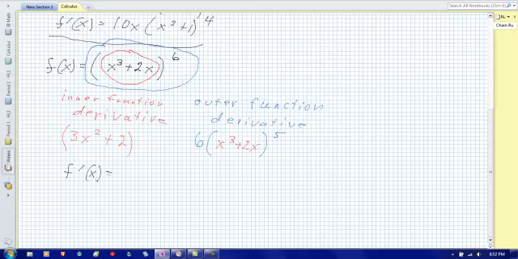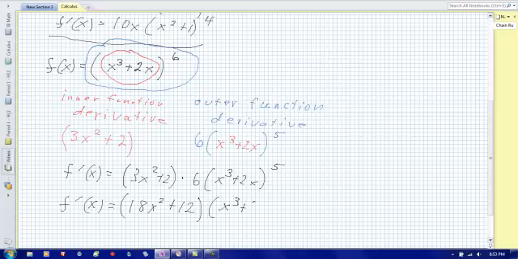Now once we figured out the derivatives, the derivative of the big function is 3x squared plus 2 times 6 times x cubed plus 2x to the 5th. We can clean it up a little bit. We can multiply that 6 in here. We get 18x squared plus 12, our parens around it, times x cubed plus 2x to the 5th.